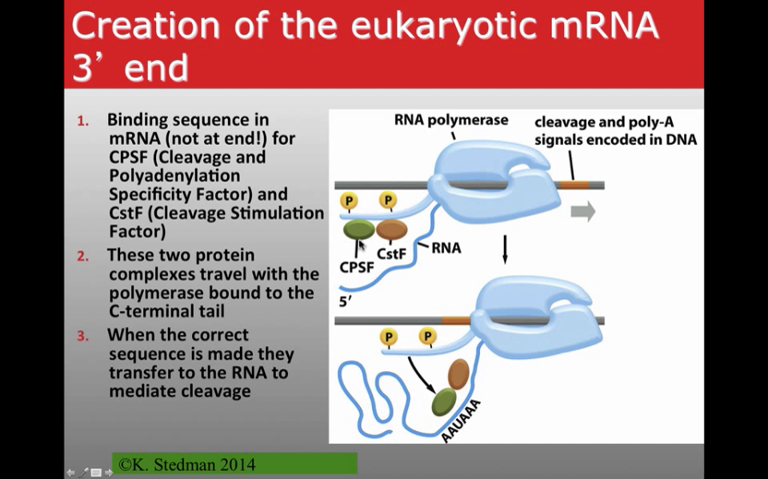You have binding by CPSF and CSTF. But wait a minute, they're not bound to the RNA here. What are they bound to here? What's this funky light blue thing hanging off the RNA polymerase? It's the C-terminal domain, highly phosphorylated C-terminal domain. So these guys are coming along for the ride. They're basically waiting until the polymerase transcribes the appropriate RNA. And so that means it can be very efficient. These proteins are right next to where that RNA is being made.